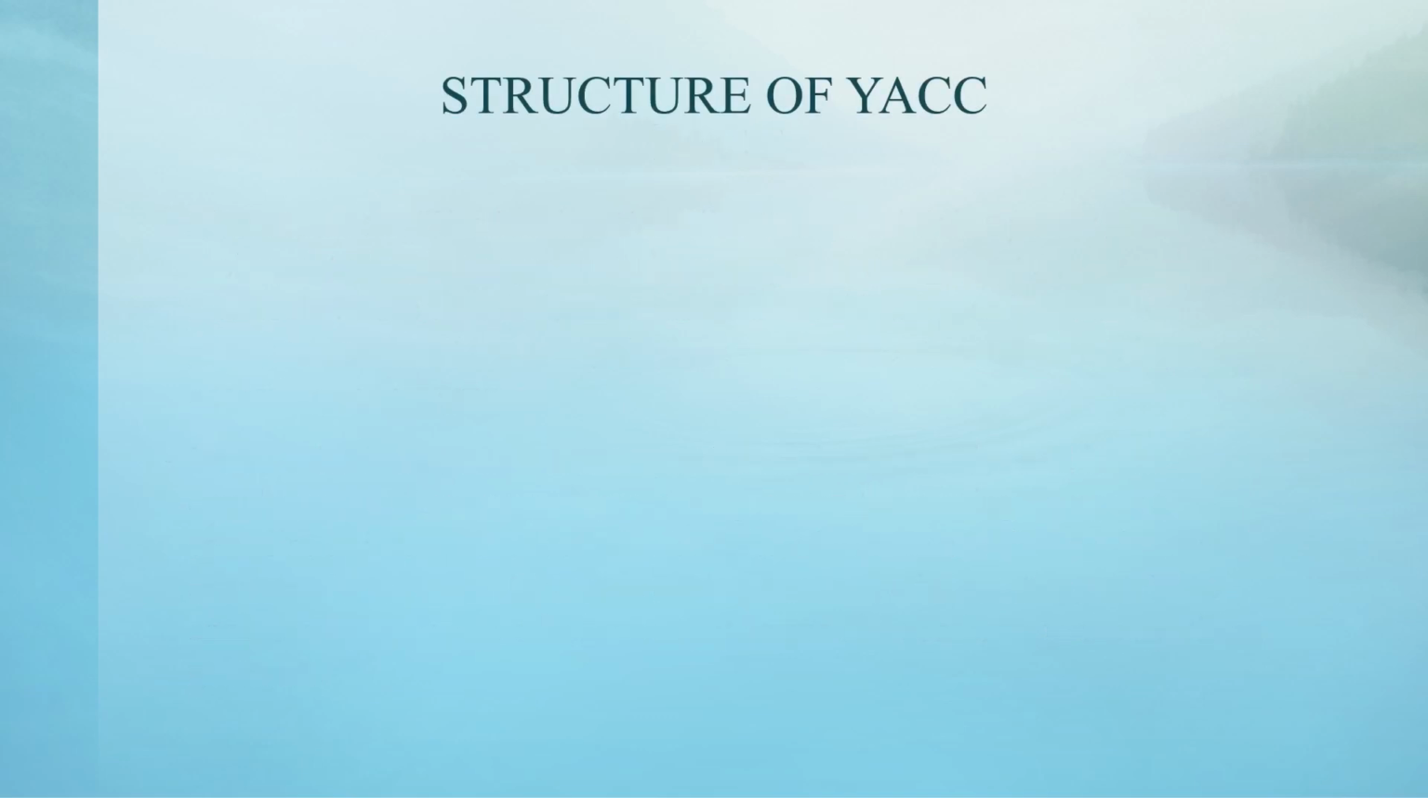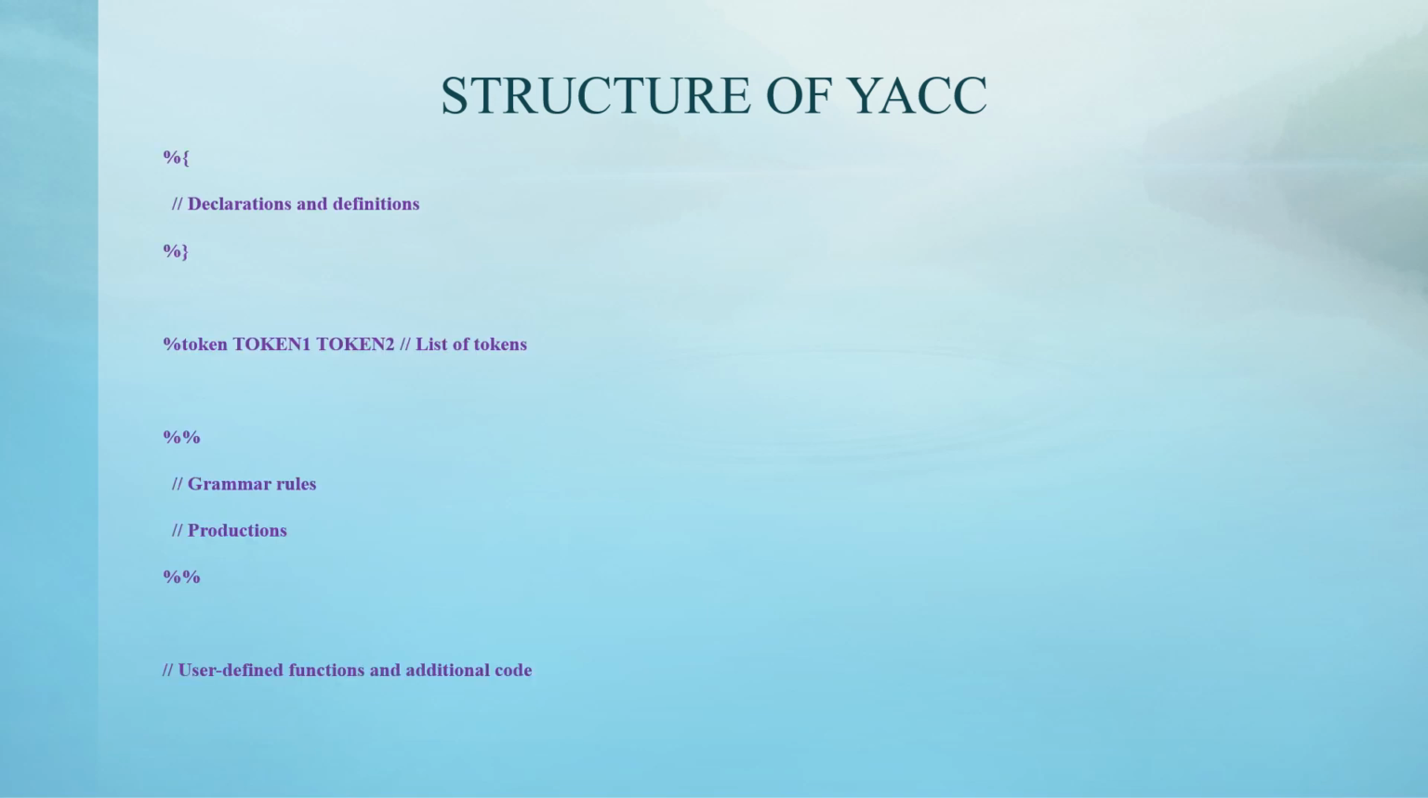Now let us see the structure of Yacc. The structure of Lex and the structure of Yacc are very similar. The only change in the structure of Yacc is that here we use a grammar, whereas in the structure of Lex we use rules. The definition section and the user subroutines are common for both the structure of Lex and Yacc. It consists of a declaration or definition section and the grammar, where in Lex we use rules, and the last one is the same for both Yacc and Lex, the user defined functions.